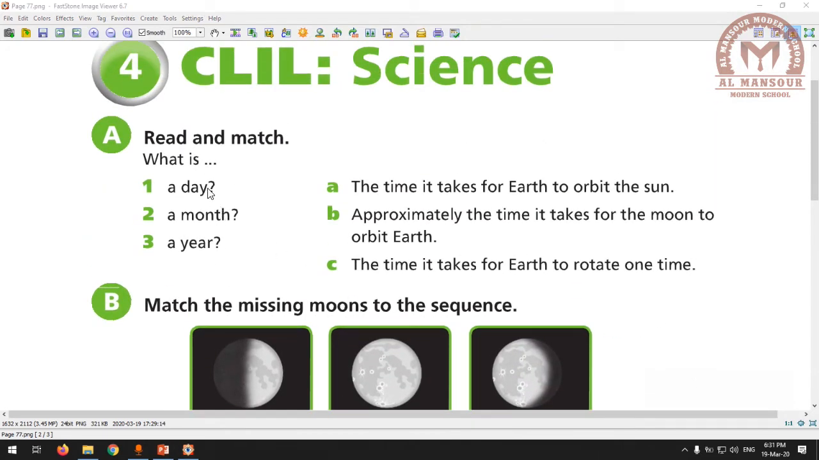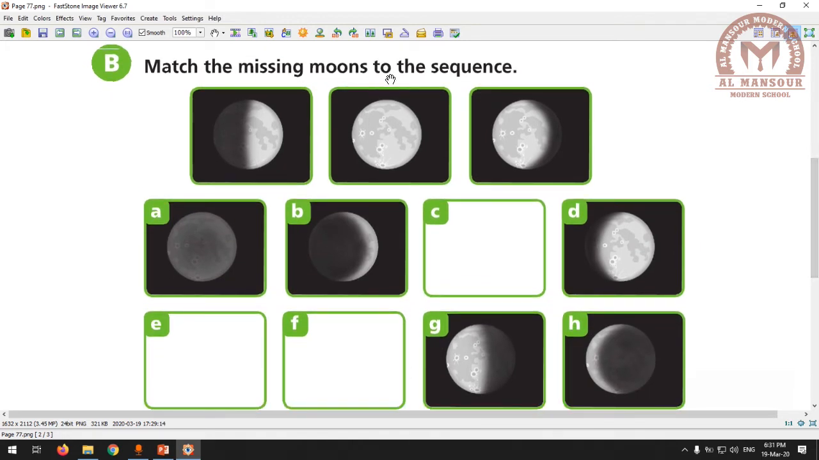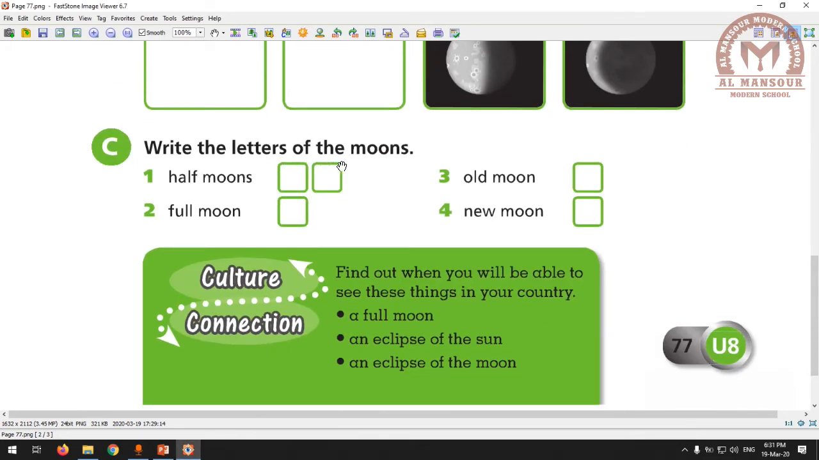We're going to match. I'm going to help you with one. What is a day? A day is the time it takes for Earth to rotate around one time. You're going to finish the rest by yourself. Match the missing moons to the sequence. Basically what you're going to do is take one of these pictures and put it there. I'm going to help you with the first one. First one is C. You can fill the other two.